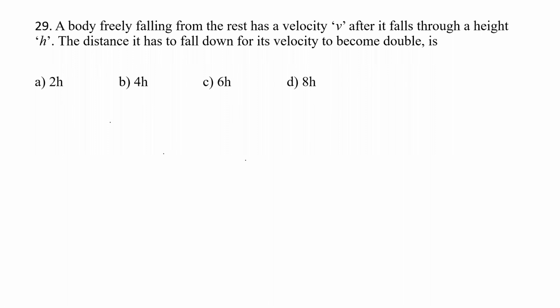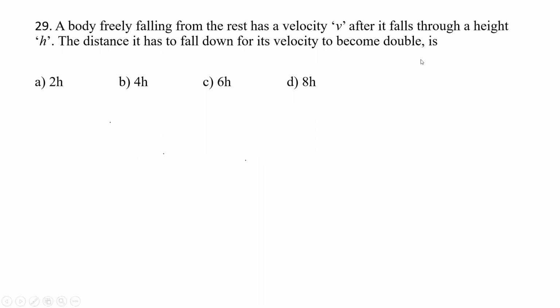A body freely falling from the rest has a velocity v after it falls through a height h. The distance it has to fall down for its velocity to become double is. See here, the question is what? A body is falling freely from rest. Okay, from rest means initial velocity should be taken as 0. It has a velocity of v after it falls through a height h. The distance it has to fall down for its velocity to become double is.